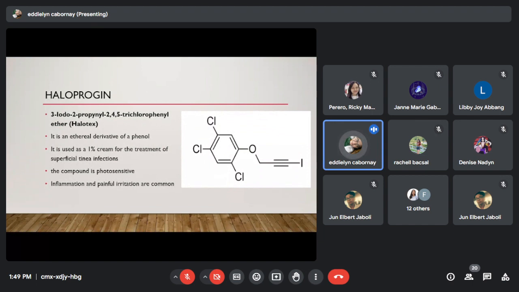Okay, so haloprogen, its chemical name is 3-iodo-2-propenyl 2,4,5-trichlorophenyl ether. Again, that is the chemical name. Halotex is the common name. It is an ethereal derivative of a phenol. It is used as a 1% cream for the treatment of superficial tinea infections. The compound is photosensitive. Inflammation and painful irritation are common. So if you are using haloprogen as treatment for your fungal infections, you should avoid exposure to sunlight.